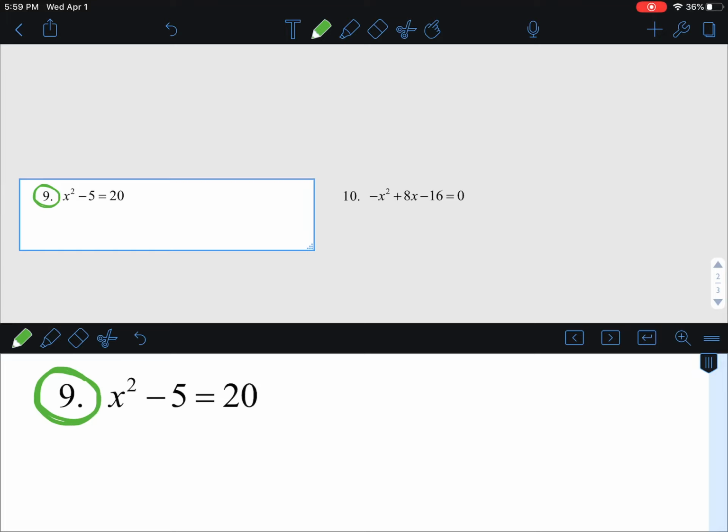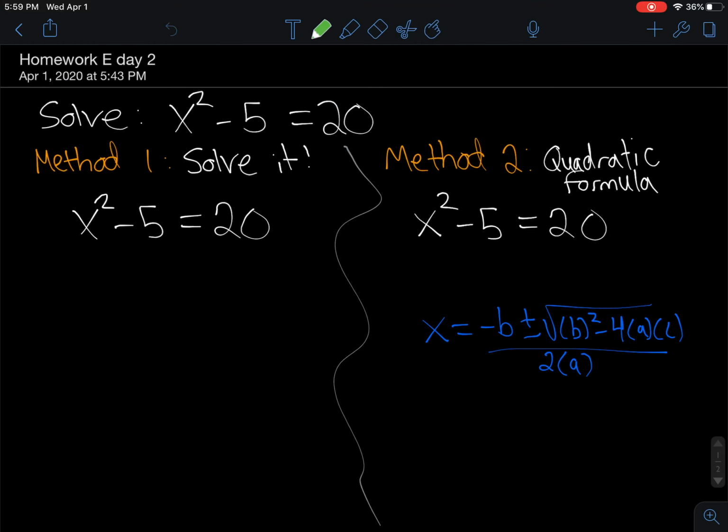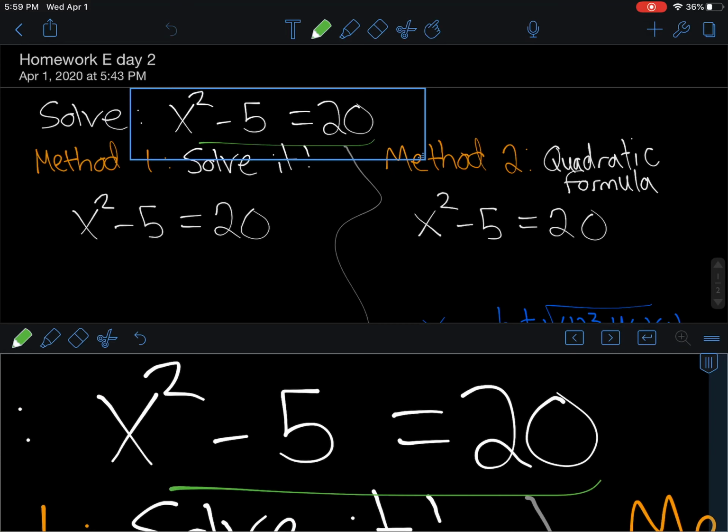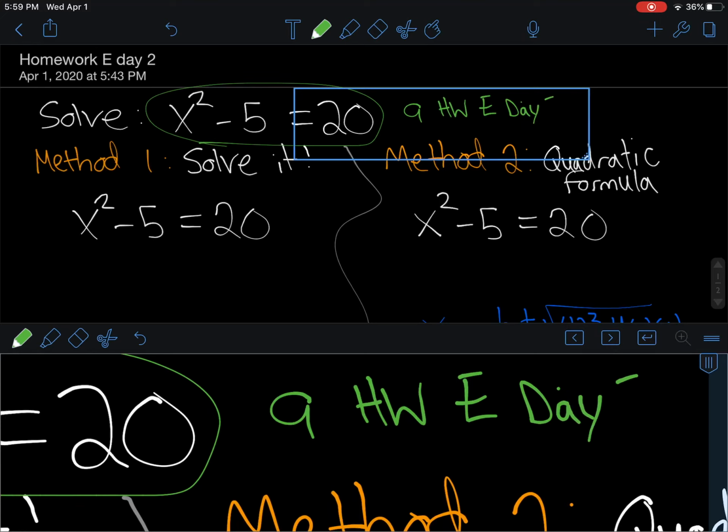And there's actually 2 ways that you can do this. I'm actually going to go to a different document to show you here. So let me go to homework E, day 2. So it's the same problem. So it's number 9 on homework E, day 2, if you want to make note of that or whatever you want. So again, this is 9, homework E, day 2.